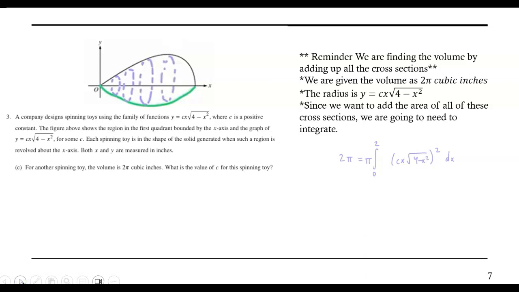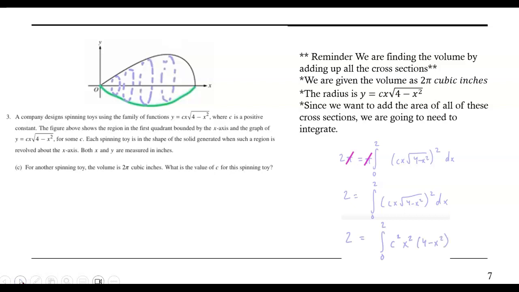All right, I'm going to pull that pi outside of the integral, so I end up with 2 pi equals pi times my integral. And notice I have a pi on both sides of the equal sign, so we know those are going to cancel out. Then I'm going to be left with 2 equals the integral from 0 to 2 of my radius squared dx.